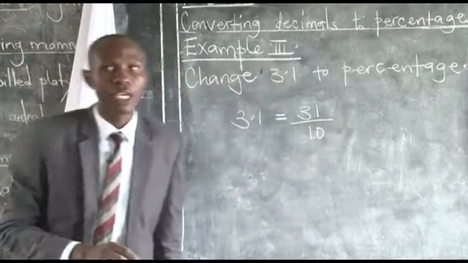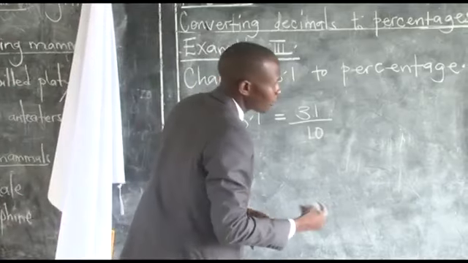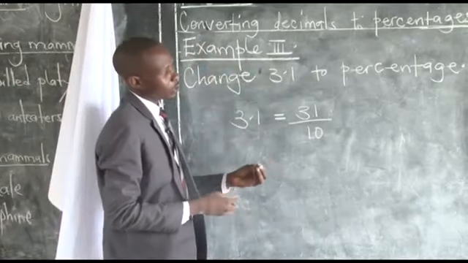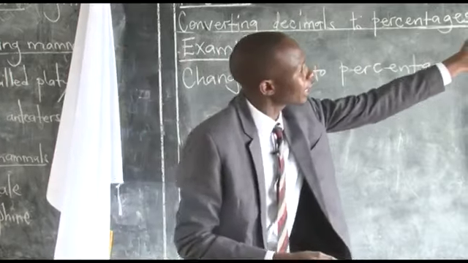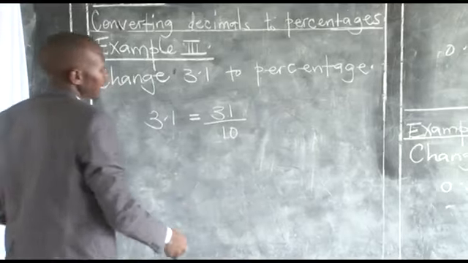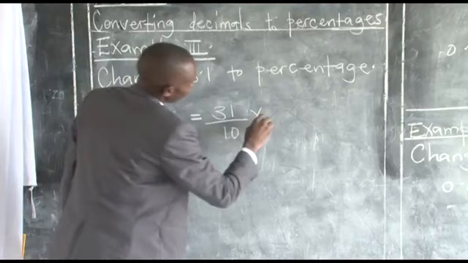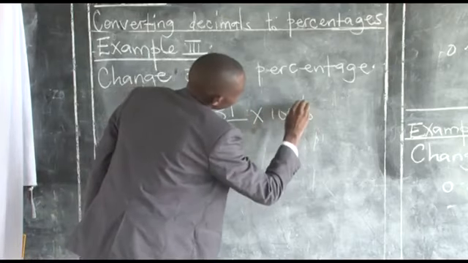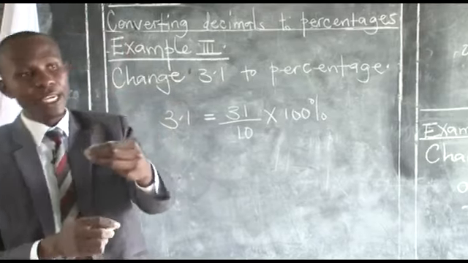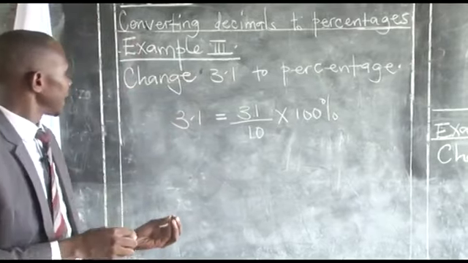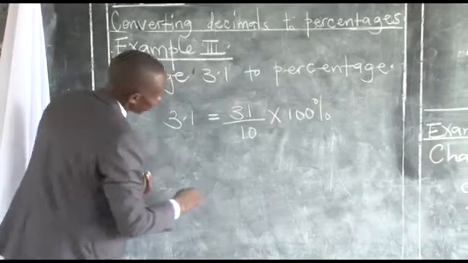What are we dealing with? We are changing everything to percentage. So if we are changing everything to percentage, what is going to happen? Earlier on, we said when you're changing to percentage, we have to multiply by 100%. So we want to see, if you get 3.1 to be expressed as a percentage, what will you come out with?